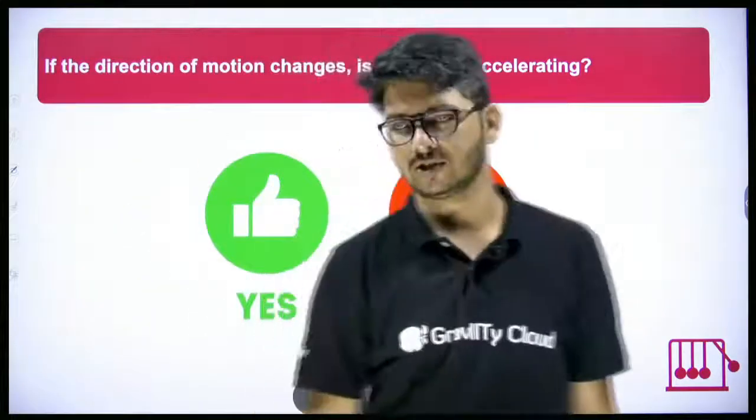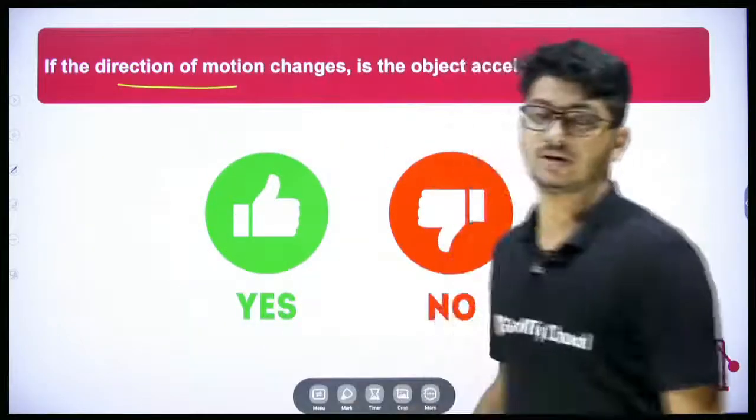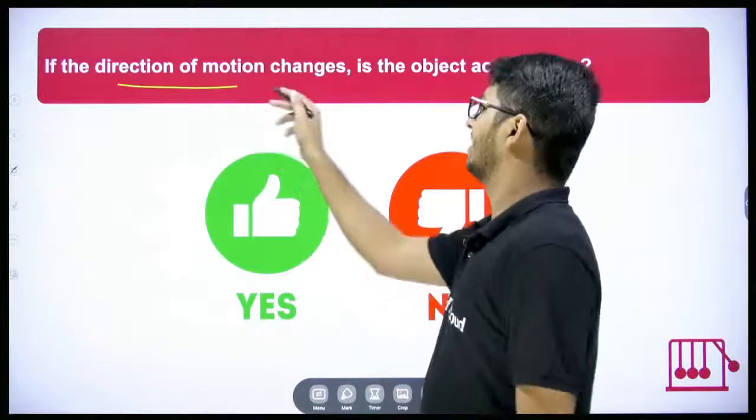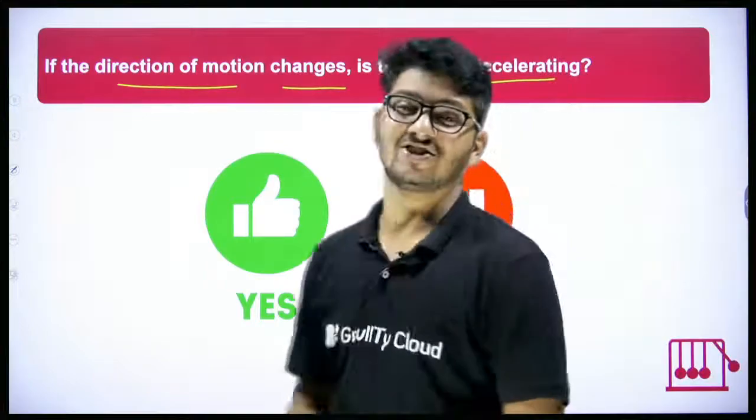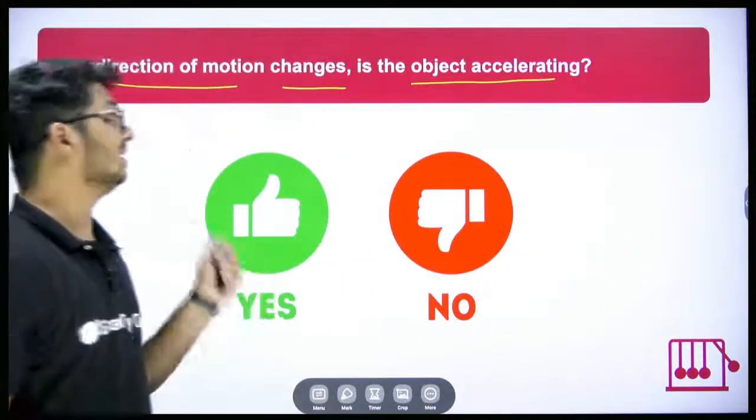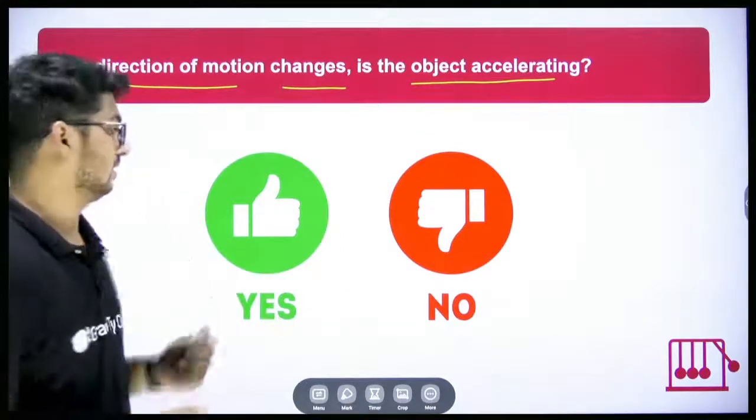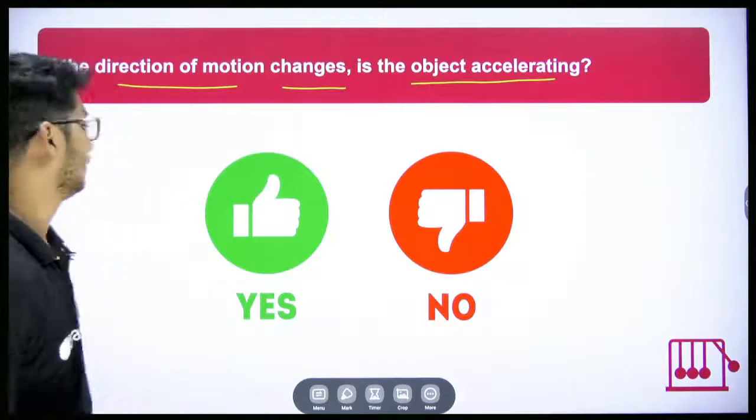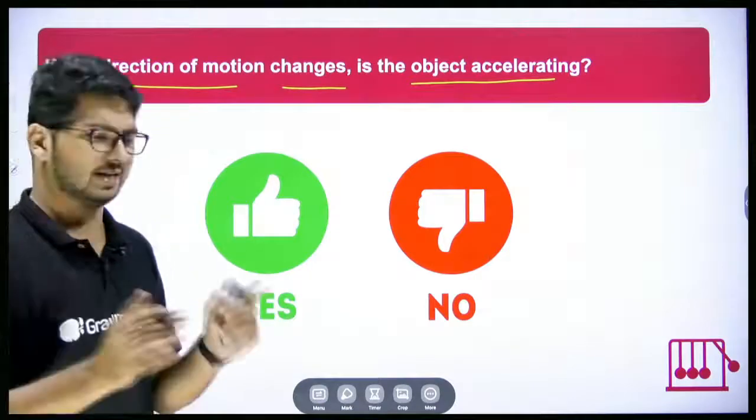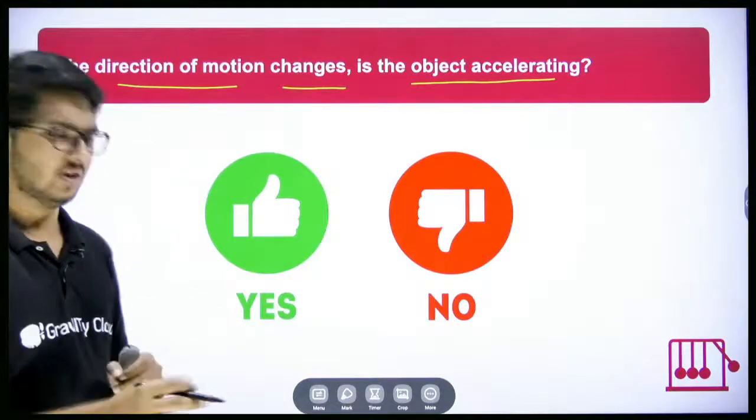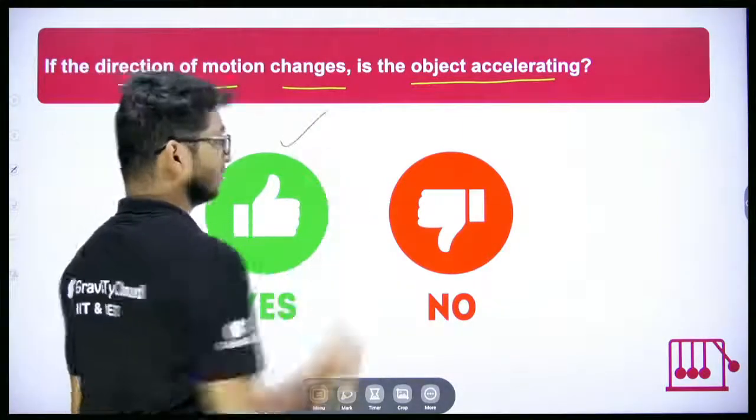Now this is regarding motion. The question is this: if the direction of motion, direction of velocity, changes, is the object accelerating? Yes or no? I'll again repeat the question. If the direction of motion changes, is the object accelerating? Yes or no? What do you think? Quick, think about it. Direction is changing, not the values, not the speed, direction. The answer is yes.